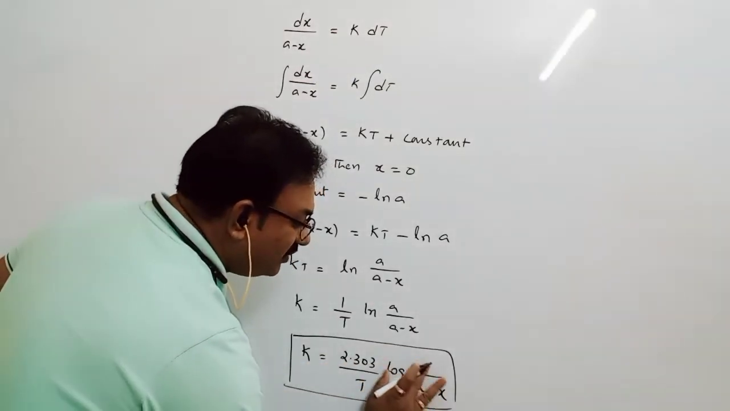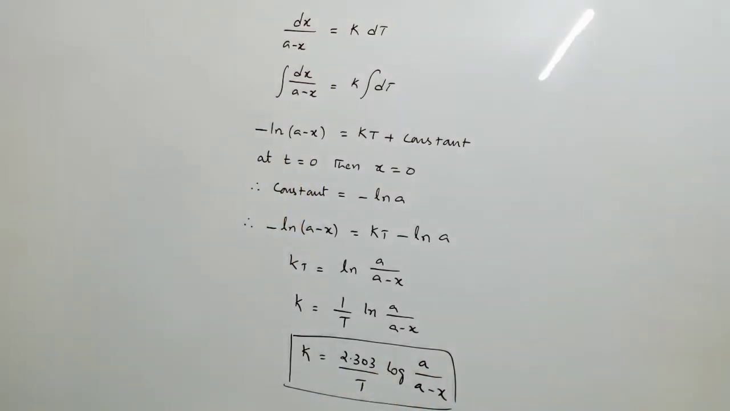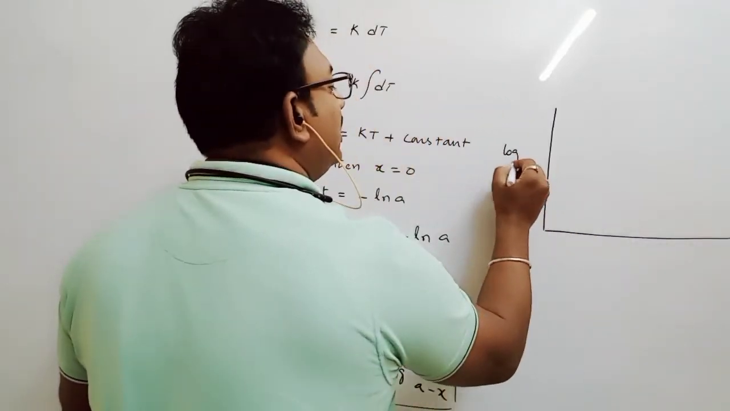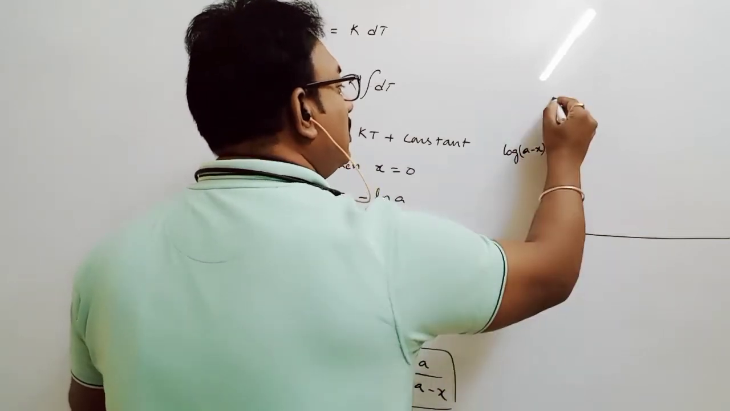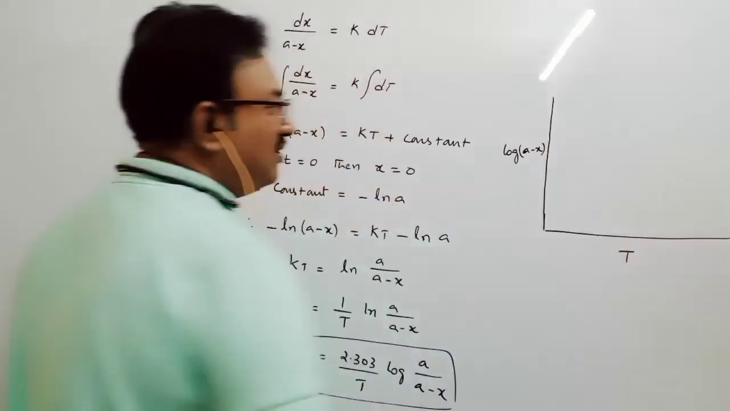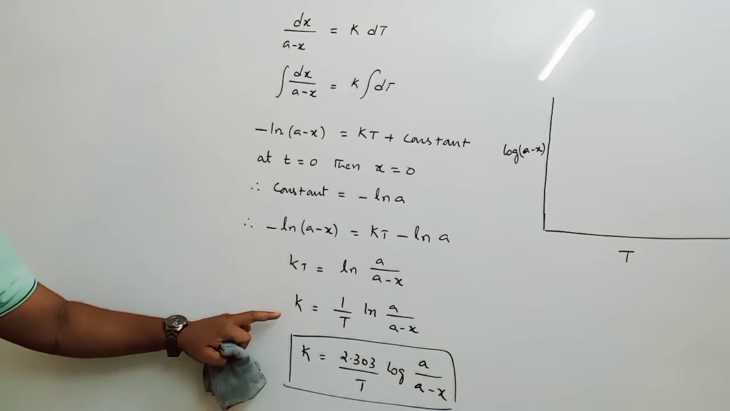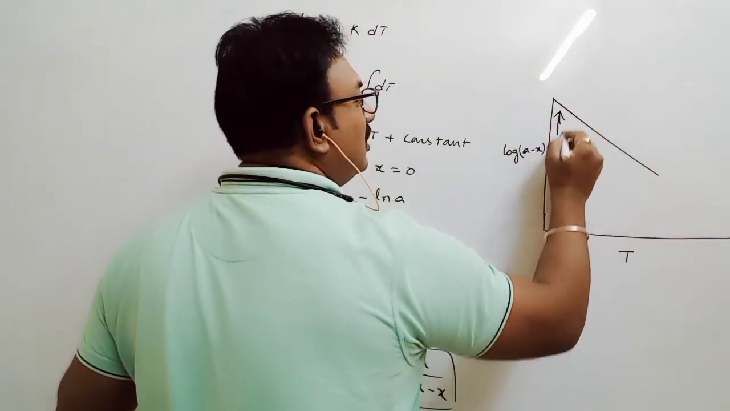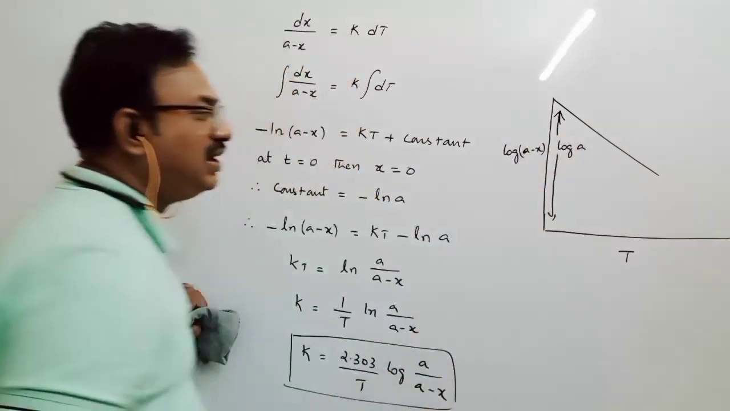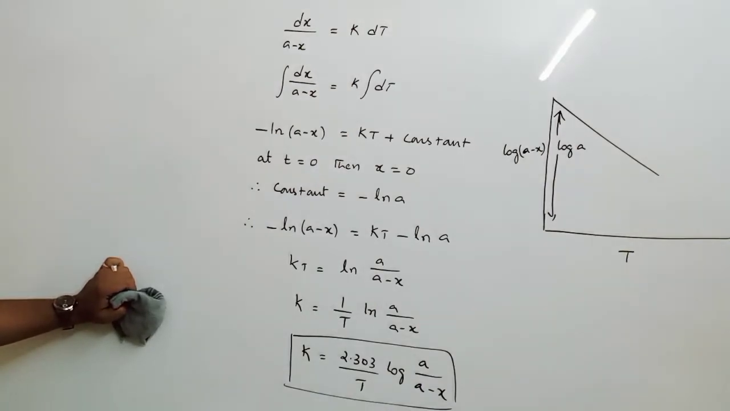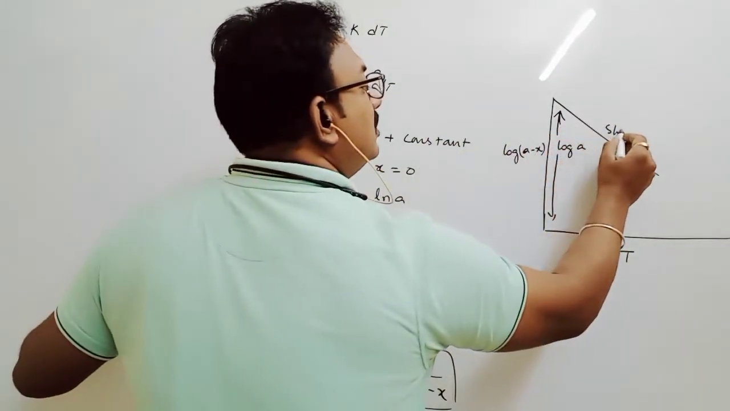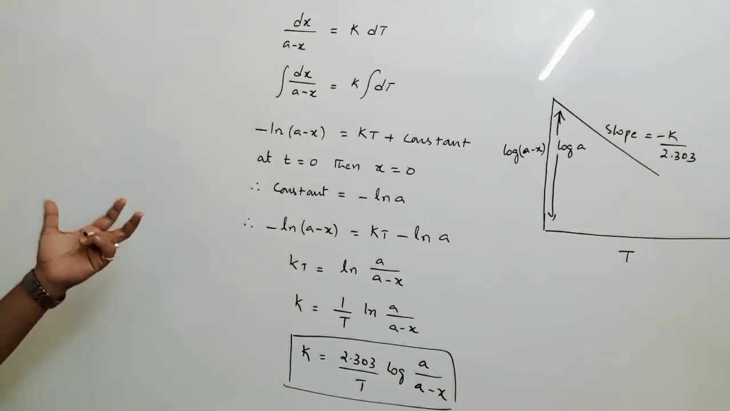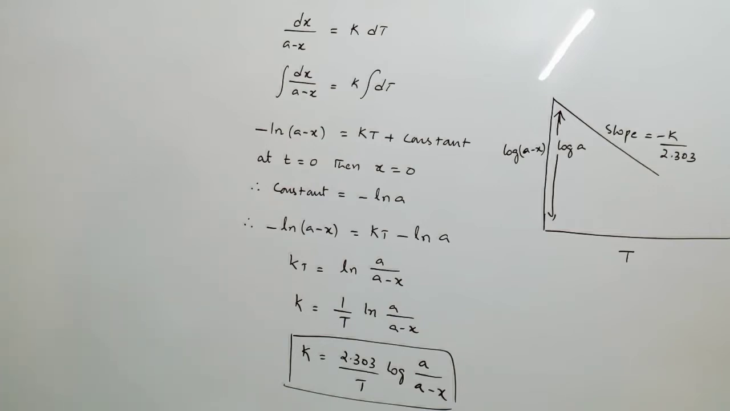So note it down, all of you. Now if you take a graph of log (a minus x) versus time, from this expression the graph will be like this, and the y-intercept is log a, and the slope is equal to minus k by 2.303. Okay, so this is the expression for first order kinetics.